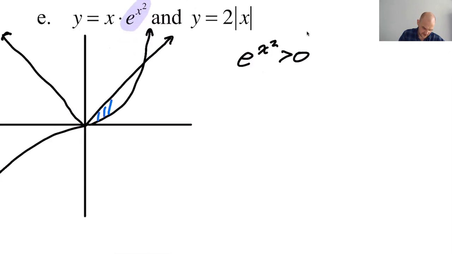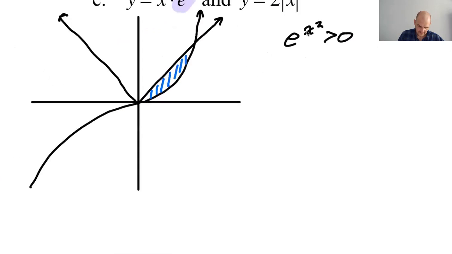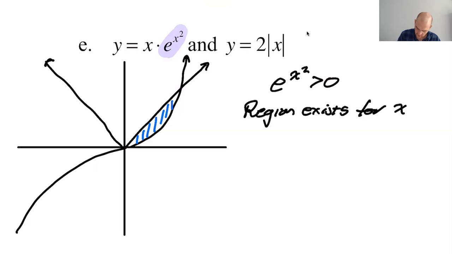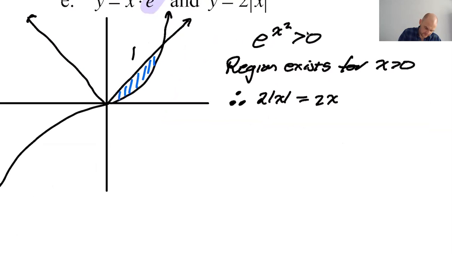So it's a garbage drawing, but I'm pretty sure that this is it. So I think there's 2 things you can say. You can say that the top curve on the region is 2 times the absolute value of x, but since the region only exists for x greater than 0, 2 times the absolute value of x is actually just 2x. So I'm going to say the top curve is 2x.